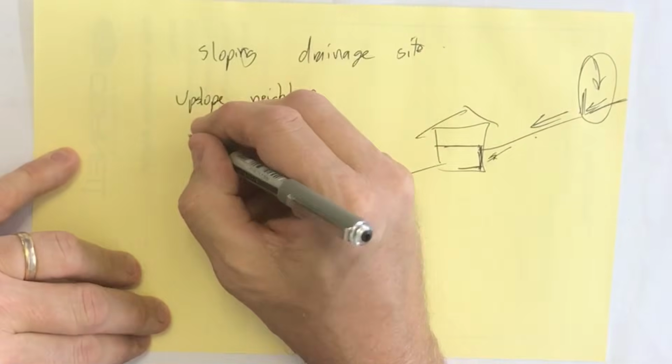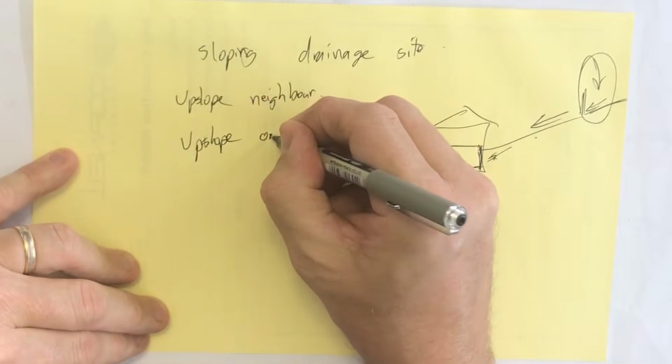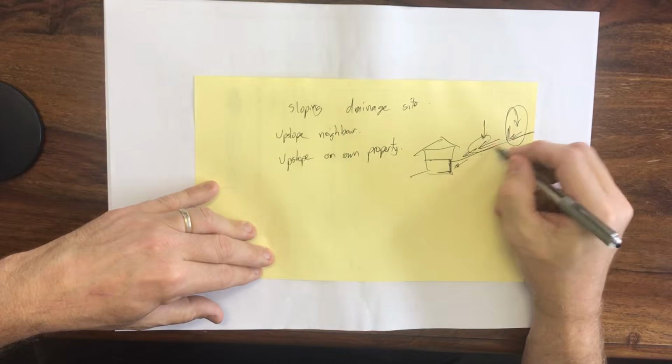So there's the upslope neighbour, and there's the upslope area on our client's own property. So when it rains, does water land in our client's yard? Does that water then concentrate and run down towards the house that we're talking about? If that's the case, then obviously we're going to try and capture this water here and do something about that.